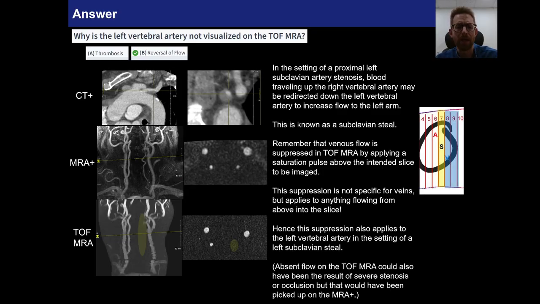So this absent flow could have also been due to a stenosis or an occlusion, but if that was the case, we would have seen that on the post-contrast MRA. So this combination of the time of flight MRA plus the post-contrast MRA diagnoses the subclavian steal.